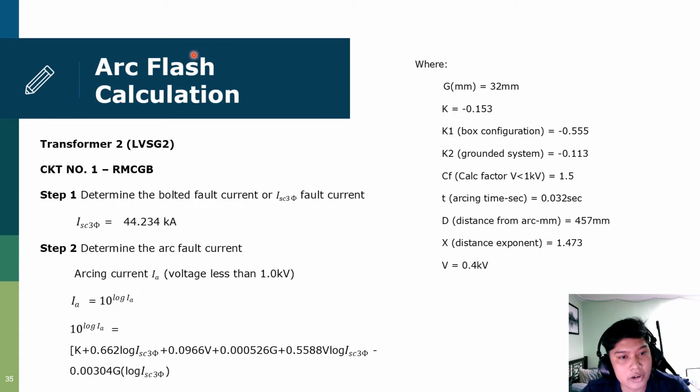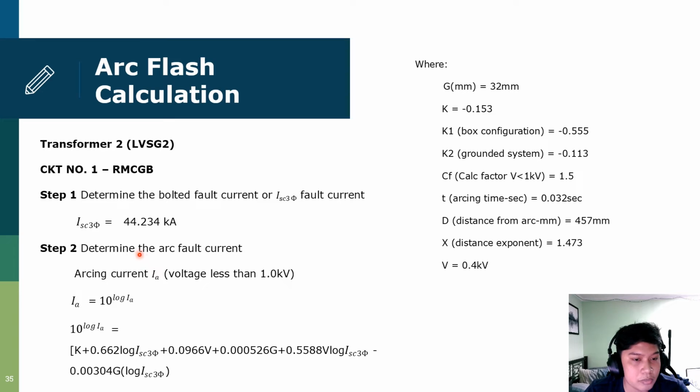Now let's go to our arc flash calculation. Our task is to solve for transformer 2, which is LVSD2, or low voltage switchgear 2. In branch circuit number 1, we have RFCJB. In first step, we determine the bolted fault current or short circuit fault current. Our short circuit fault current is 44.234 kiloampere.